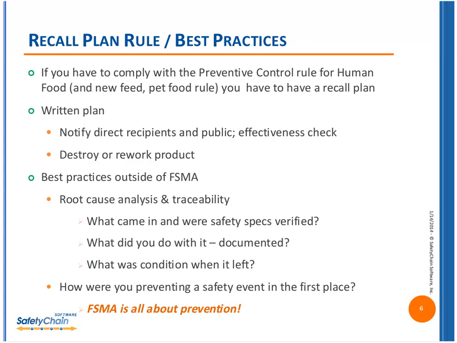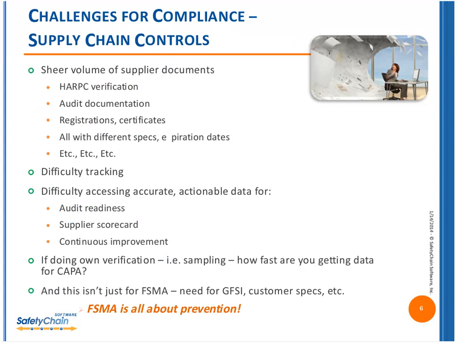So if you look at the best practices outside of FSMA, these are things in a lot of GFSI schemes: root cause analysis and traceability. What came in and were the safety specs verified? What did you do with it when it came in and was that documented? What condition was it when it left to go to the next point in the chain? And what have you been doing in terms of continuous improvement and everything else to make sure that you're preventing food safety events or nonconformances in the first place? So those are all the rules.